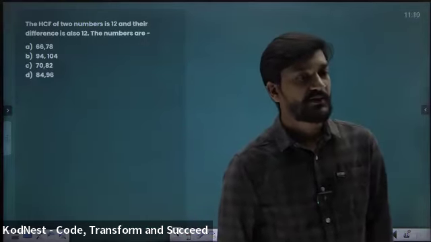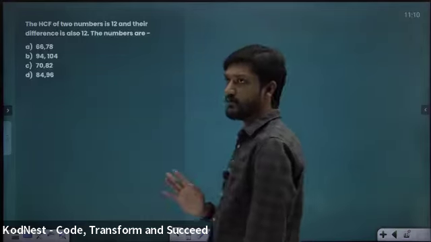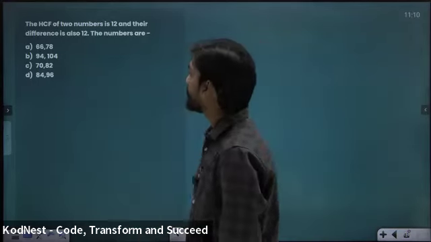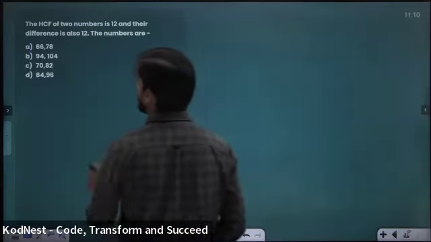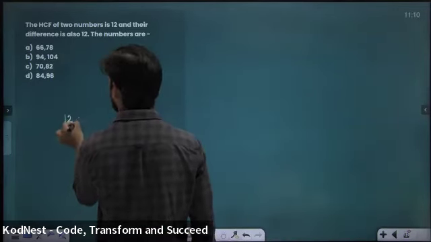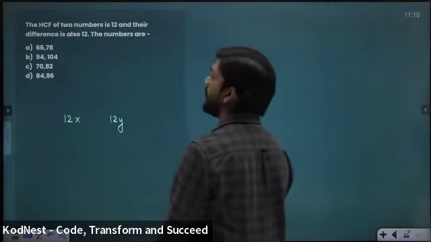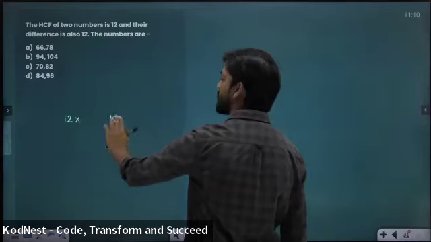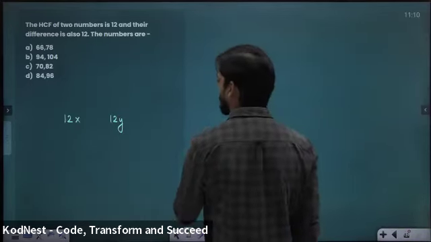So carefully see, please. Most of the questions can be done by options also. Here, HCF is given. So the numbers will be 12x and 12y. The difference of these is 12.